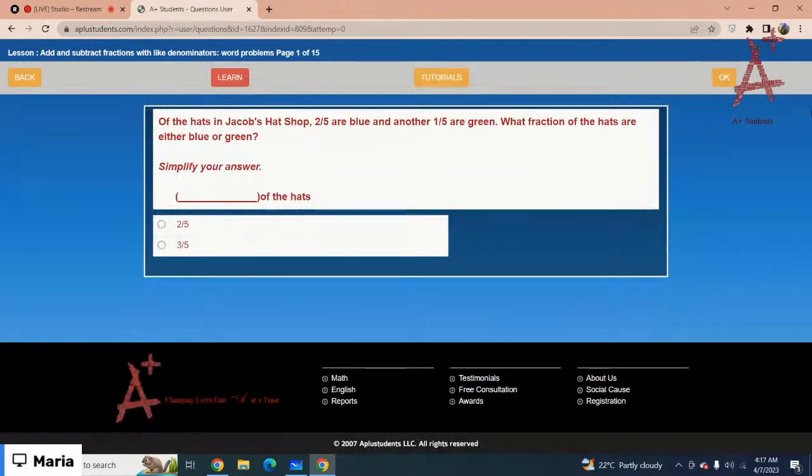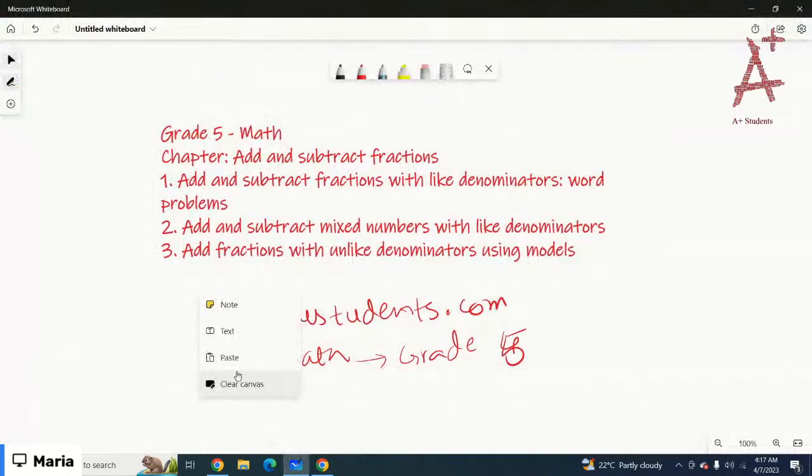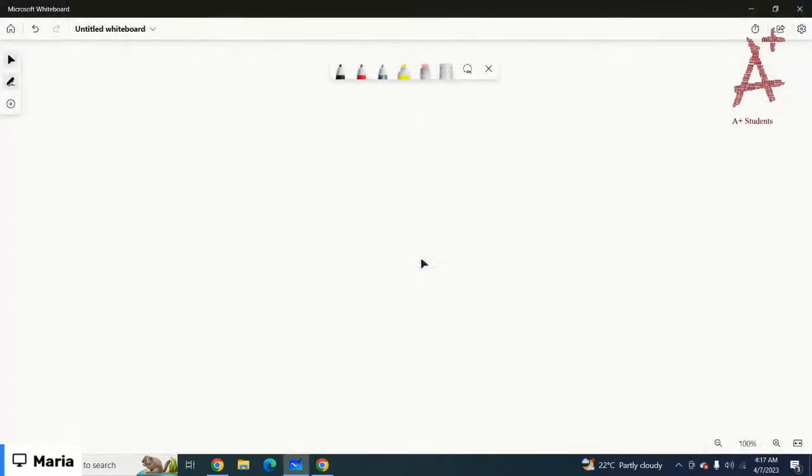Okay, of the hats in Jacob's hat shop, 2/5 are blue and another 1/5 are green. What fraction of the hats are either blue or green? So basically you have to add. Got it? Just add 2 by 5 and 1 by 5. They have the same denominators. Simply add their numerators. It would be 2 plus 1 over 5. So 2 plus 1 is 3. It would be 3 over 5. Got it? So the correct option is 3 over 5.